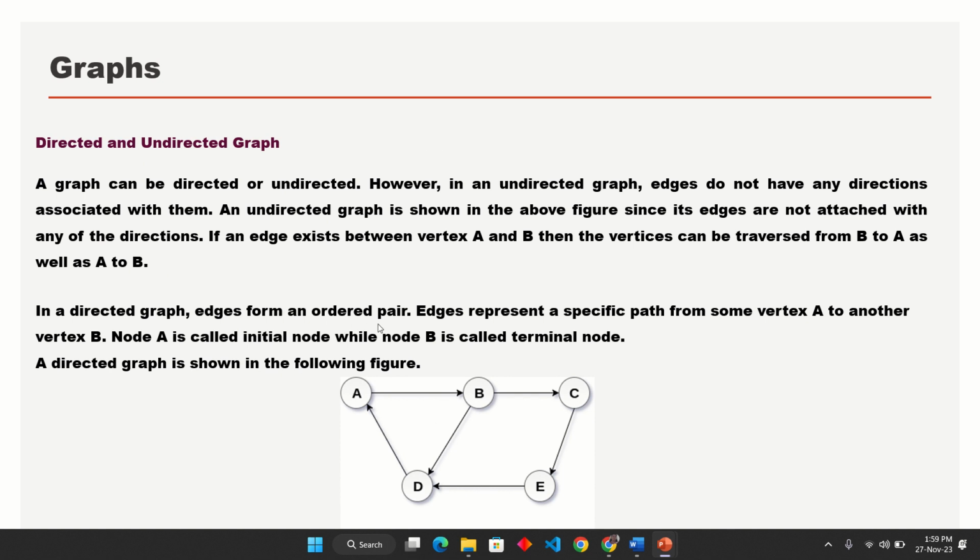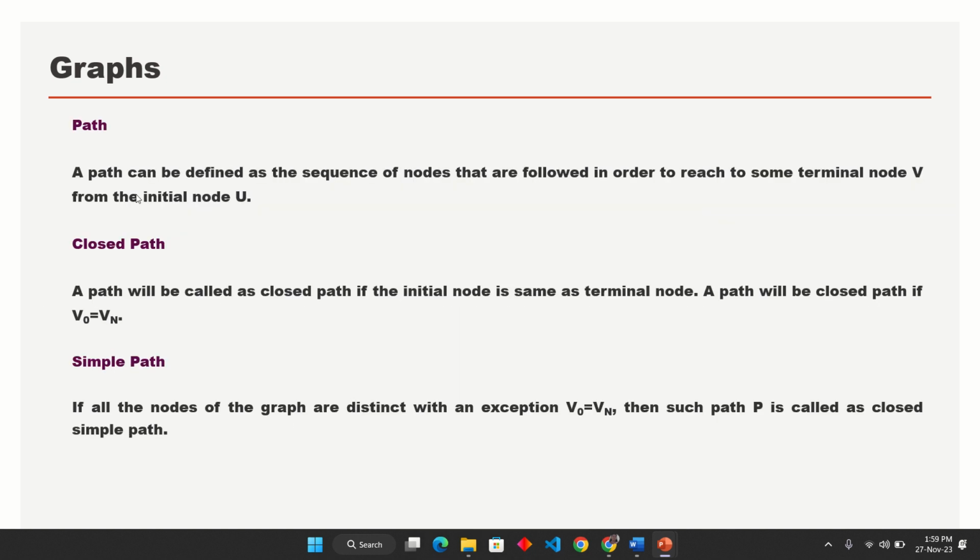Edges form an unordered pair. Edges represent the specific path from some vertex A to another vertex B. Node A is called the initial node. If the arrow is specified like this, this is the initial node and this is the terminal node. So a directed graph specifies the source node and the end node. This is an example of the directed graph. A path can be defined as a sequence of nodes that are followed in order to reach from one source node to the terminal node, the end node.